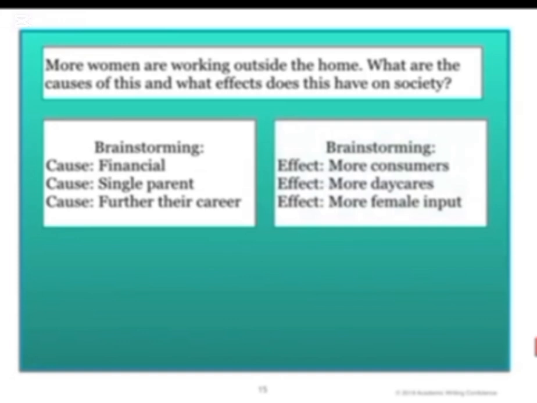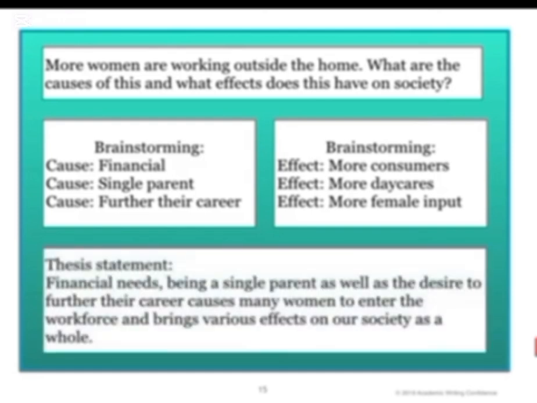You may think of these effects on society. Maybe there would be more consumers because of these women working, and there would be a need for more daycares, and there would be more female input into the workforce.